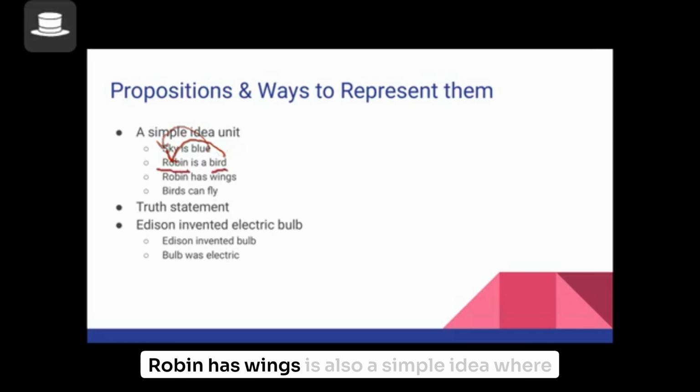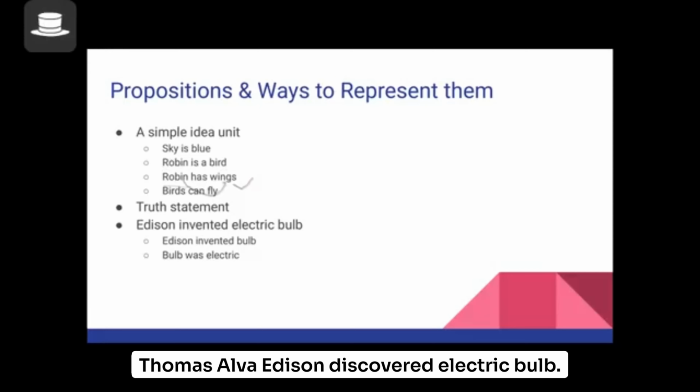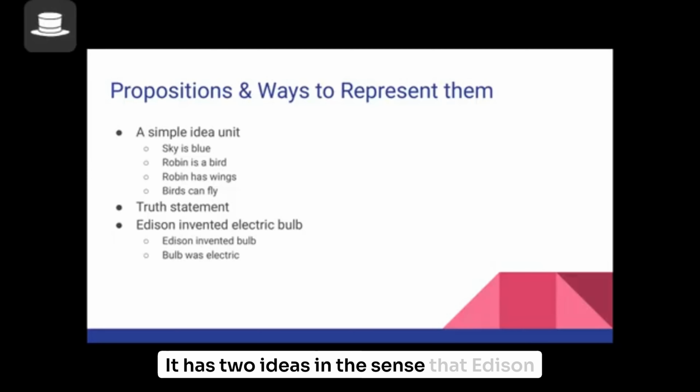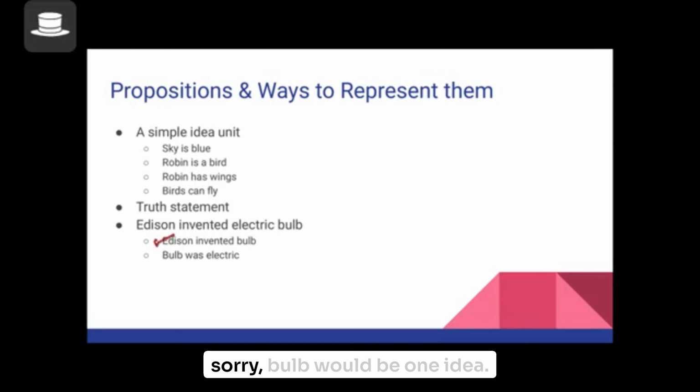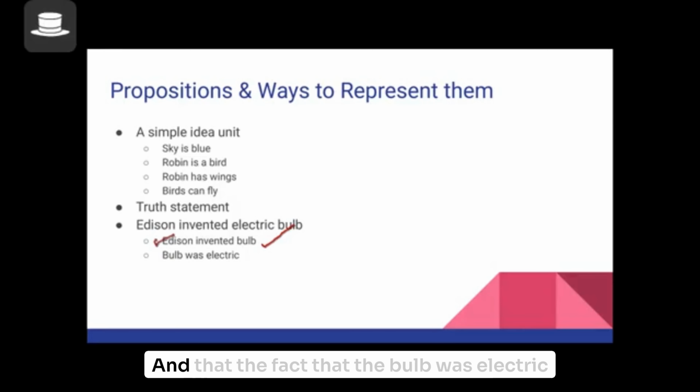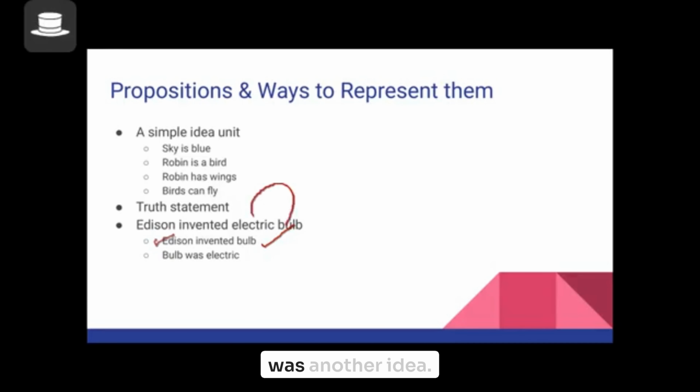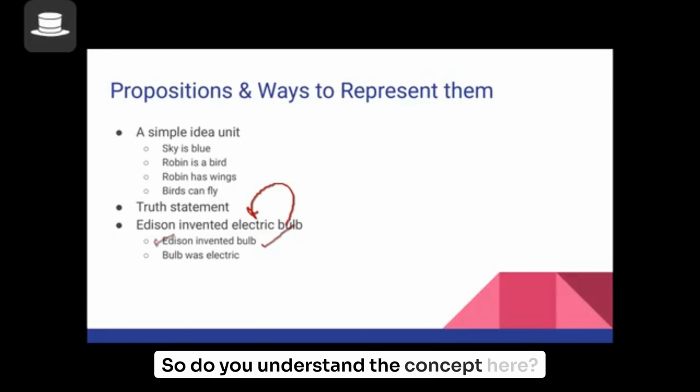A robin has wings is also a simple idea where there is a robin that has the property of having wings. Thomas Alva Edison discovered the electric bulb. Now it has two ideas here if you pay attention to it. Can you think of what those two ideas are? Right. It has two ideas in the sense that Edison invented the bulb would be one idea, and the fact that the bulb was electric was another idea. So do you understand the concept here?